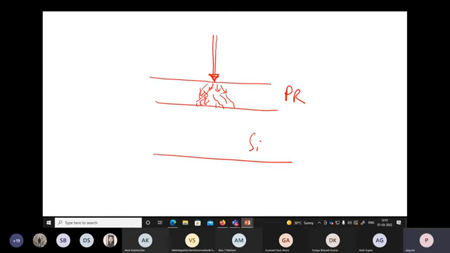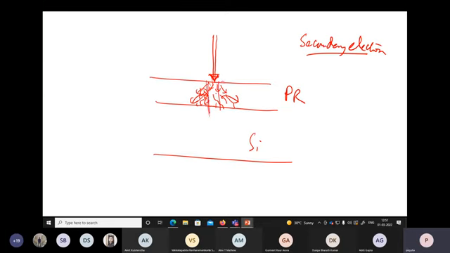Apart from that, these electrons will interact with the electrons in the resist and can generate secondary electrons. These secondary electrons can move and interact with the existing photoresist, okay. So this is known as proximity effect. What is proximity effect? Proximity effect is when the electron beam produces secondary electrons in the resist, which can expose resist which are not directly under the electron beam, okay.